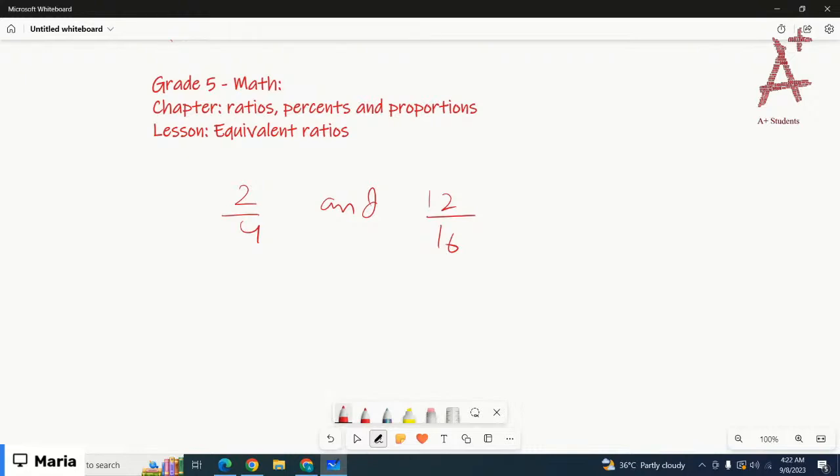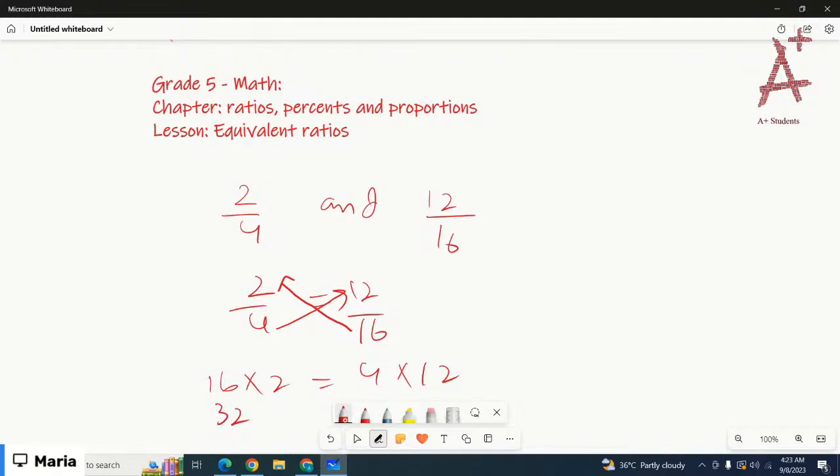So how do we see if two fractions are equivalent? Just equate them, right? 2 over 4 and 12 over 16. And now what you have to do is cross multiply. Cross multiply means multiply this numerator with this denominator and this denominator with this numerator. Just do 16 times 2 and 4 times 12, right? 16 times 2 is 32 and 12 times 4 is 48. They are not equal. If they are equal, that means both fractions are equivalent. Because they are not equal, the fractions are not equivalent, right?